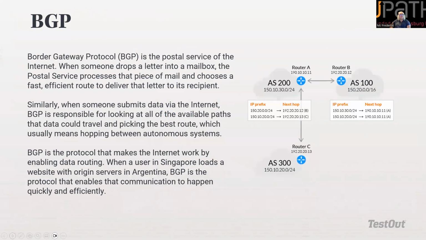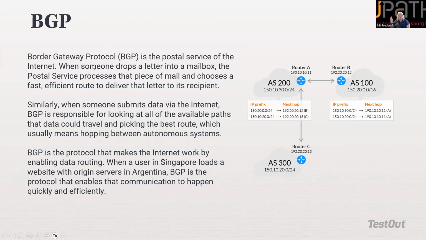Now, BGP is what it sounds like, Border Gateway Protocol, border. This is kind of like the post office. It's the postal service of the internet. This relates to email. So when someone drops a letter into a mailbox, right, the post office processes that piece of mail and chooses the fastest route to deliver that letter or package to the recipient, right?